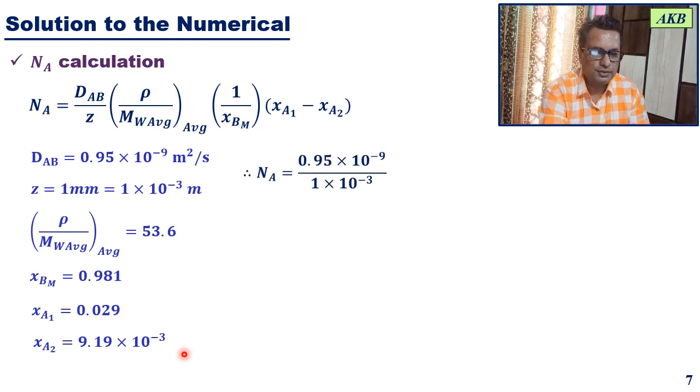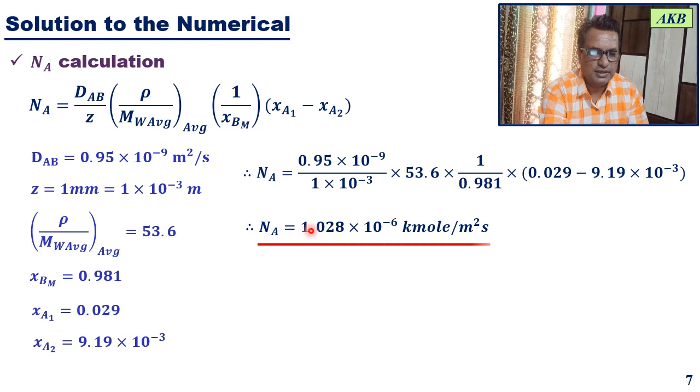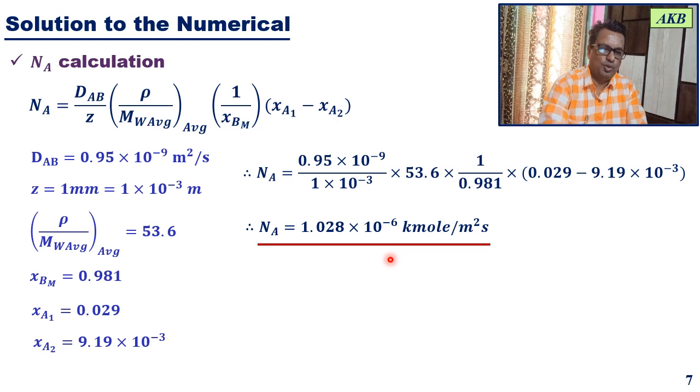So all values should be used at their appropriate place, and careful calculations will finally give you the value of the rate of diffusion. Your rate of diffusion, you are getting it in kilomole per meter square per second. So it is 1.028 into 10 to the power minus 6 kilomole per meter square per second. And that is the final answer that is expected from us.